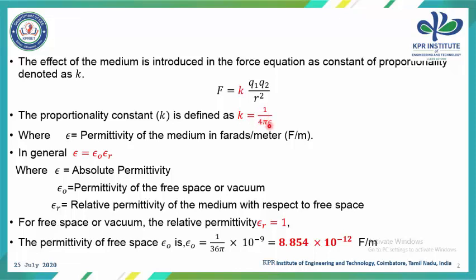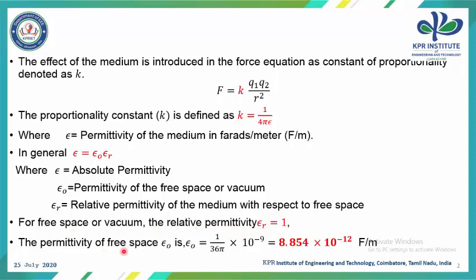Here this epsilon equal to epsilon naught into epsilon R, where epsilon equals the permittivity of the medium in farad per meter, epsilon naught equals the permittivity of the free space or vacuum, and epsilon R equals the permittivity of the medium with respect to free space. For free space or vacuum, the relative permittivity epsilon R equal to 1.